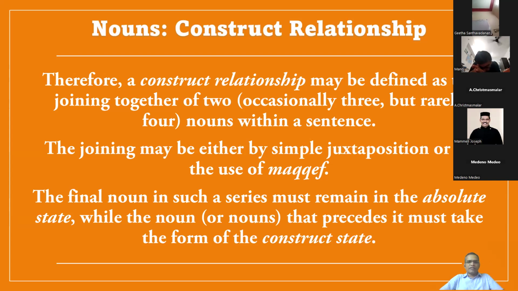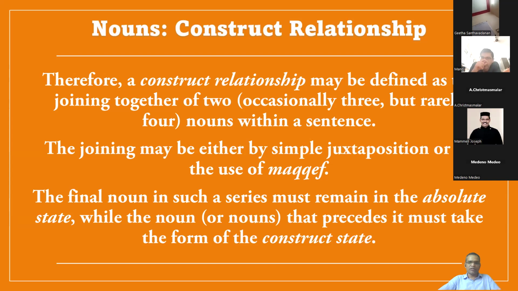A construct relationship may be defined as the joining together of two, occasionally three, but rarely four nouns within a sentence. The joining may be either by simple juxtaposition or by the use of maqqef. That means this chain of nouns, sometimes they will appear separately or will be joined together with the help of maqqef. For example, if there are two nouns, the first one will be in the construct state and the second one will be in the absolute state.